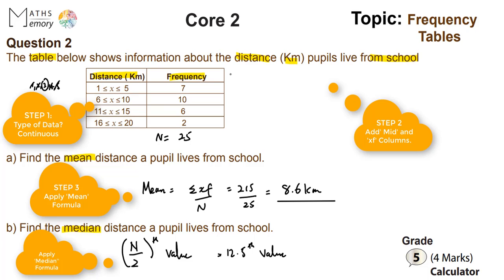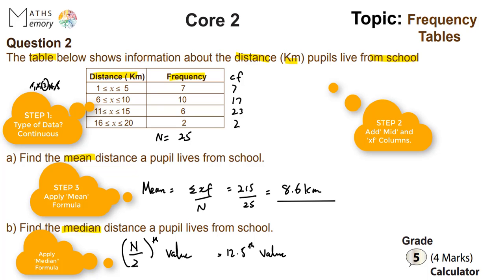Which class interval? So we create a column called CF, for cumulative frequency. You may have come across this before. We're going to keep adding all these frequencies: 7, 7 plus 10 is 17, 17 plus 6 is 23, 23 plus 2. Now you want the 12.5 value. This means 7 pupils altogether live between 1 to 5 kilometers.